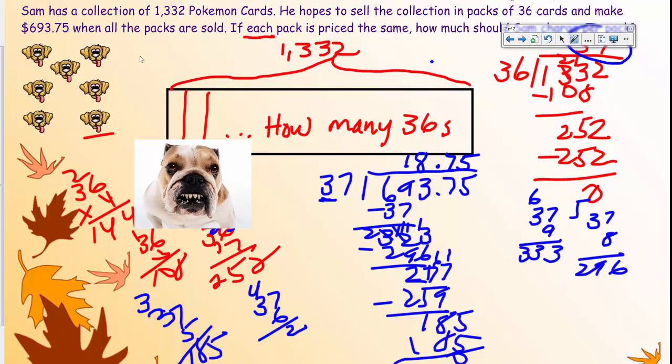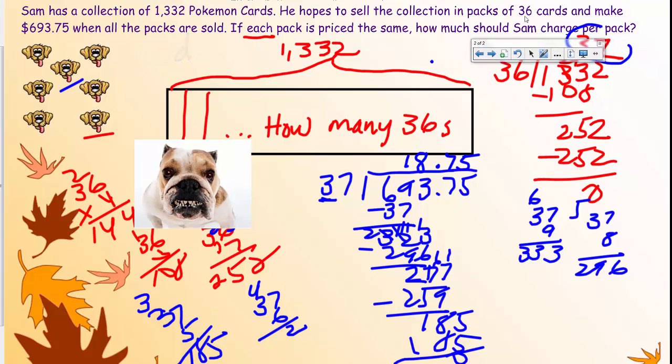So as you can see, this here was a 2-step problem. We had to figure out how many packs we'd have, and then we took the amount of money divided by the number of packs that we had. So, Sam, you'll need to sell each pack for $18.75.